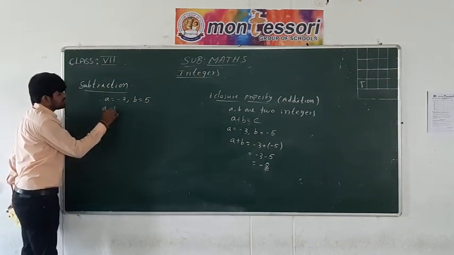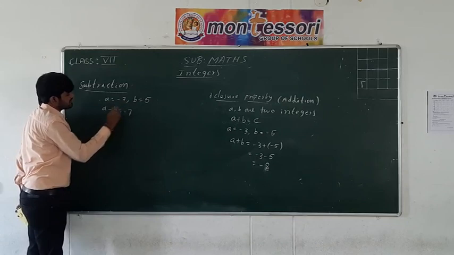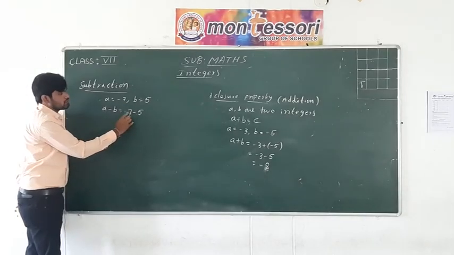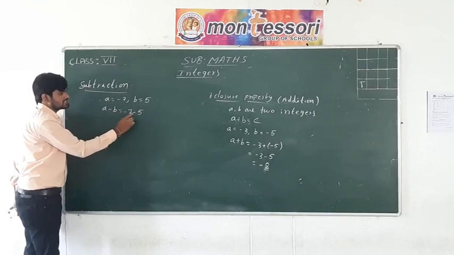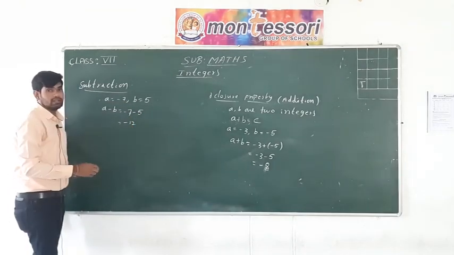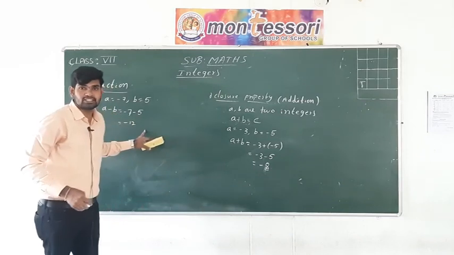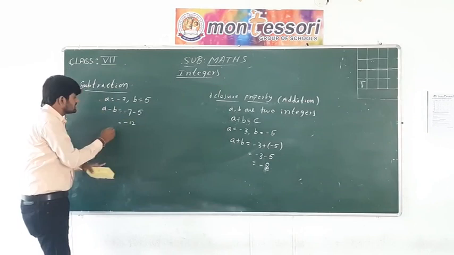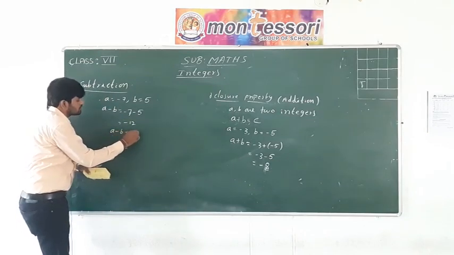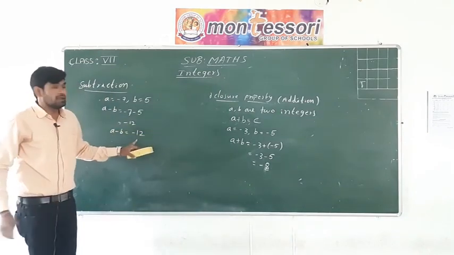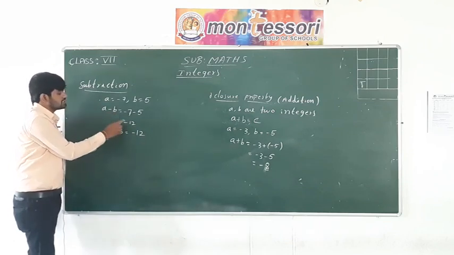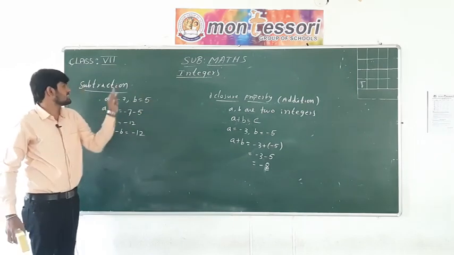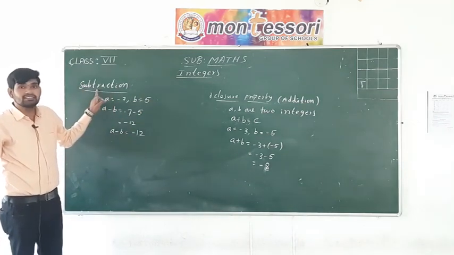a - b, that is equal to a = -7 and b = 5. So -7 - 5, both are negative signs, so we add the integers 7 and 5, that is 12, -12. So the result you got is -12, which is a negative integer, present in the set of integers. Now when you find the difference of two integers, we got an integer. Now you can say the integers satisfy the closure property under subtraction.